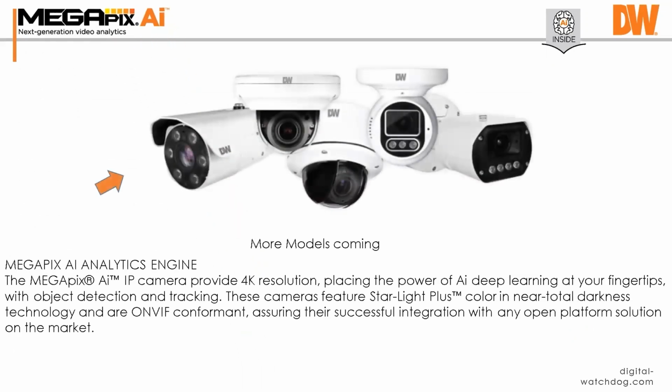And the thing is that there'll be more models coming. There'll be 4K models. There's going to be models with built-in white light. There's going to be other models with built-in other kinds of lighting, different configurations of bullets and domes and turrets. So keep an eye out. We'll have a constant update. And as someone asked before, there's full AI licenses in the cameras.